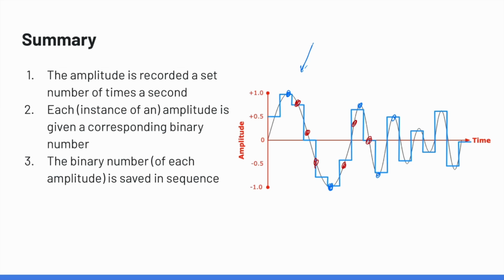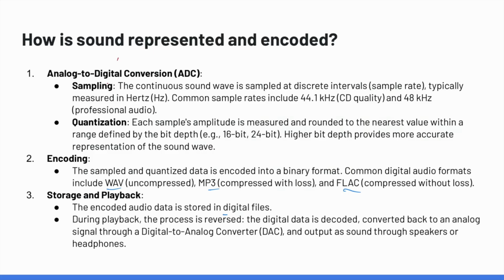There are different rates at which we can sample the amplitude of the sound waves that we're recording. And some common sample rates include 44.1 kilohertz or 48 kilohertz. And a hertz is just one sample per second. So if we have kilohertz, that's going to be 1,000 samples per second. So this means that we're taking 44,100 samples per second. We're getting the amplitude at 44,100 points when we're recording.